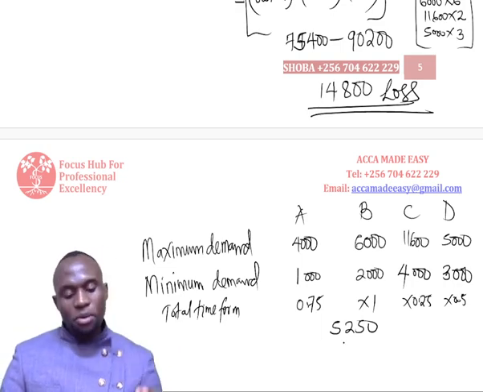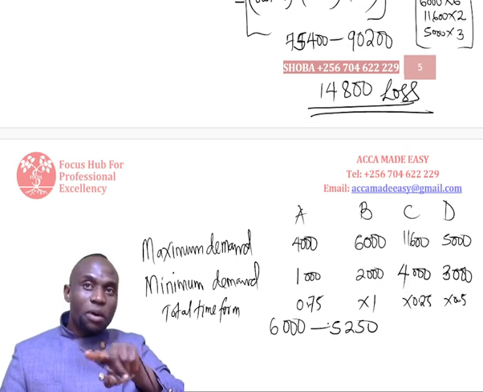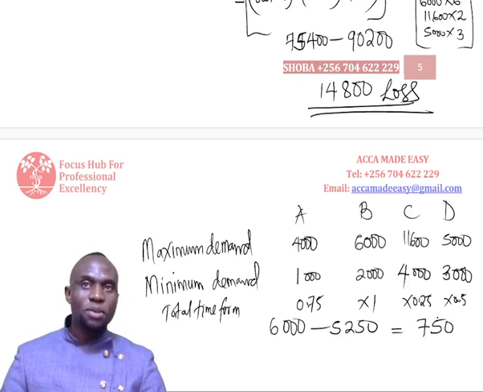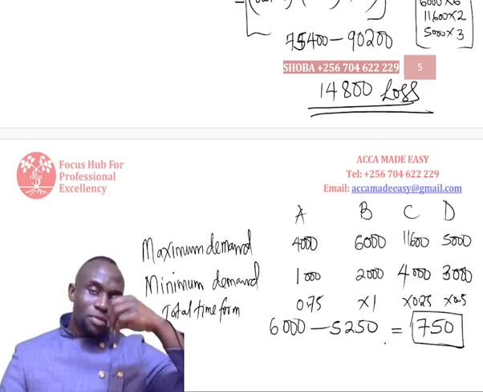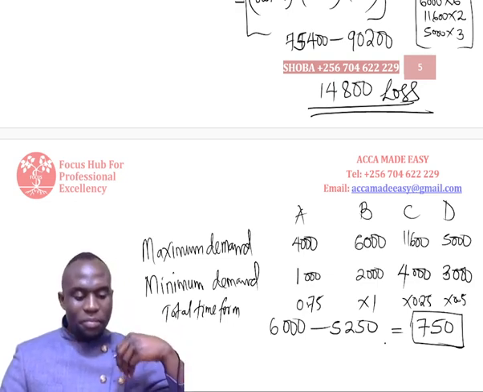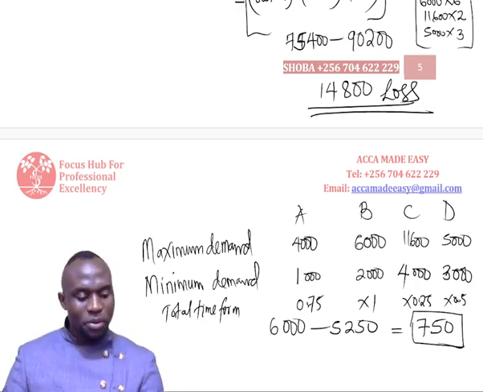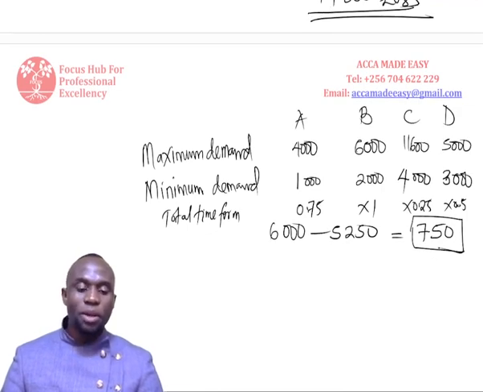But remember the total hours available were 6,000 hours. So when we subtract, how many hours are left? We are only left with 750 hours. So you see the trick? We are only left with 750. So you must first produce the minimum, then after, whatever time is left is what you would apportion. So what we would be apportioning would be this. And we do our plan.